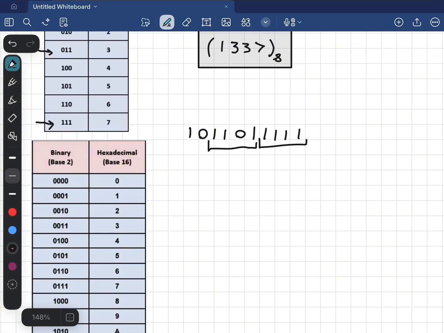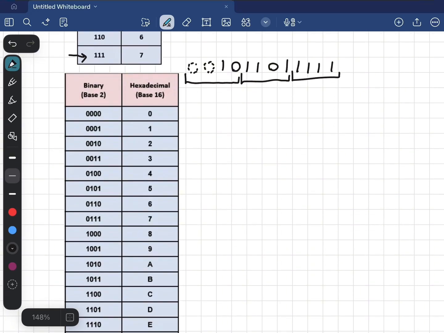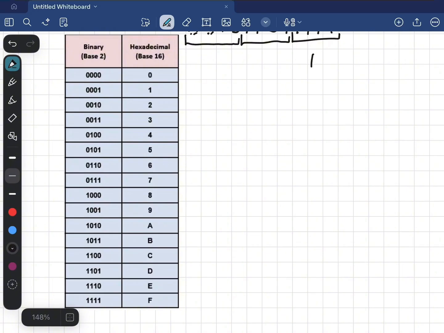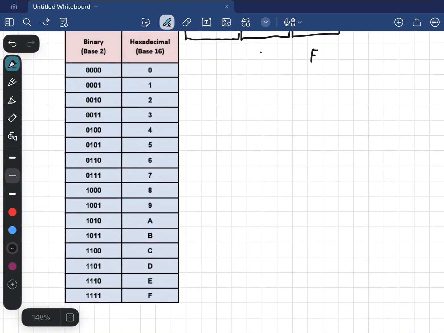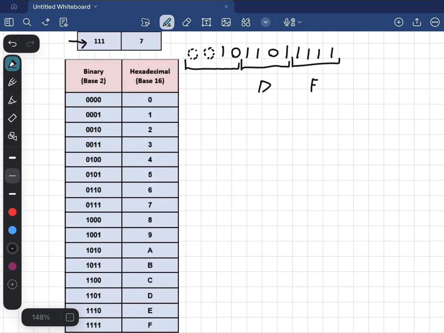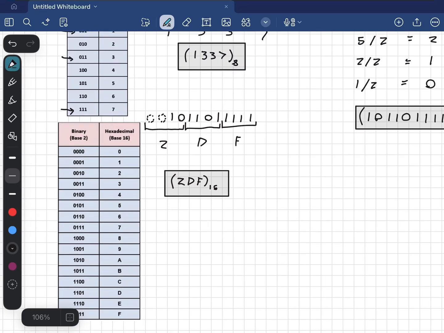Same exact thing as before, where if we're missing 2 zeros, we can fill it in to get that final group. So 1111, we see that that corresponds to the letter F. Then we have 1101, which corresponds to the letter D. And then 0010, that corresponds to 2. So our final answer for this in hexadecimal form will be 2DF with a subscript of 16. And that is the final answer for the first part.